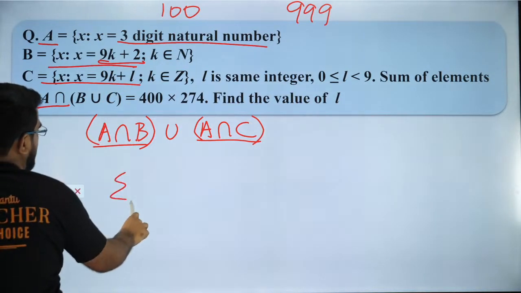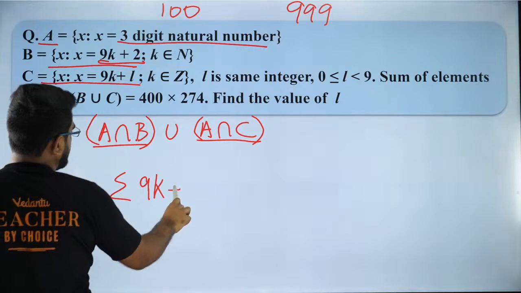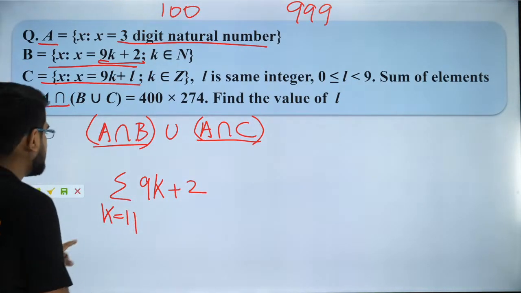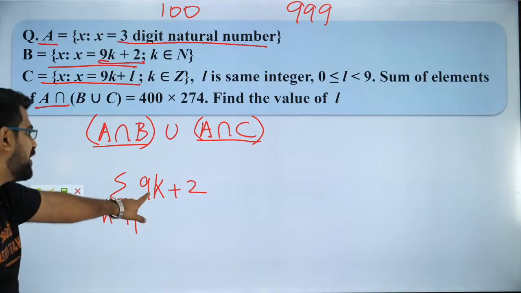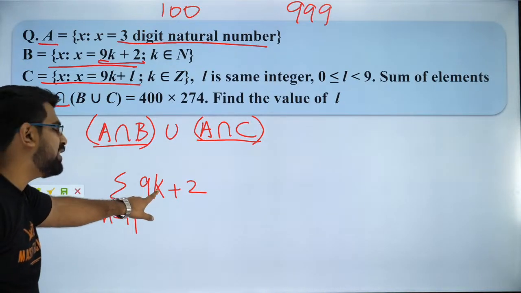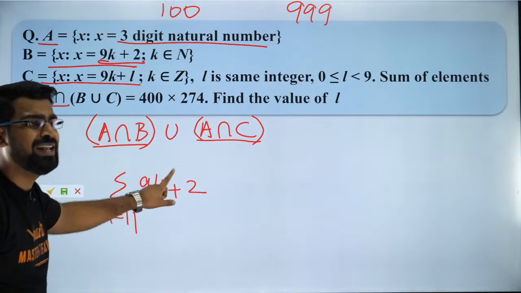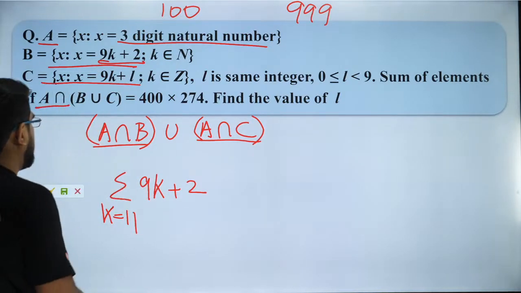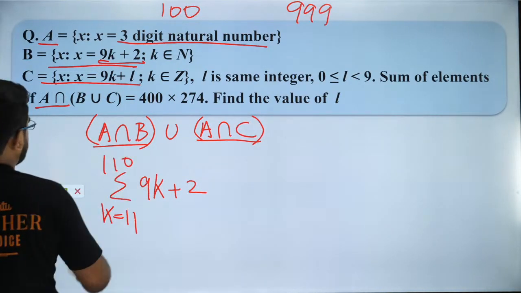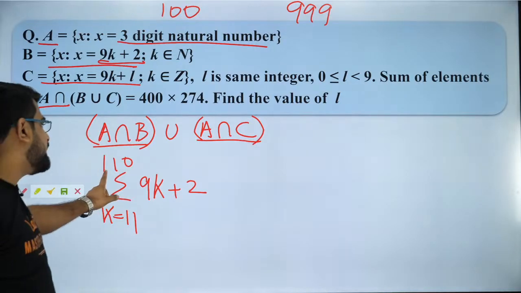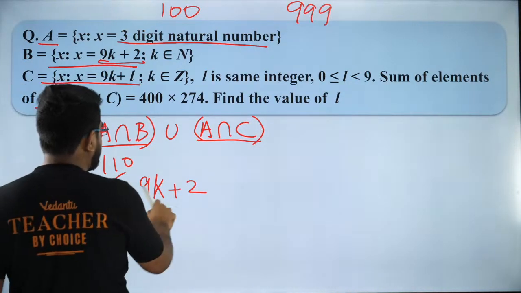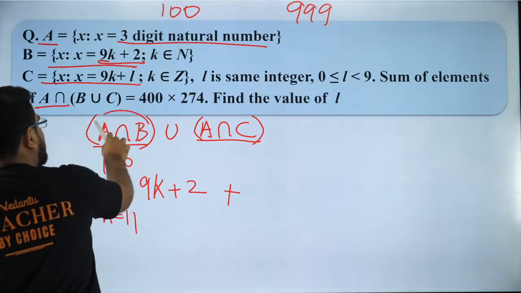Okay? So I want to sum it up, 9k plus 2. So what is the first number? The first number will start from 101. Because if I put k equal to 11, 9 into 11 will be 99. 99 plus 2 will be 101. So that will be the first number in this format. And all the way up to k equal to 110. Because if I put 110, it will be 990 plus 2, 992. That will be the last number. That is the sum of values in A intersection B.